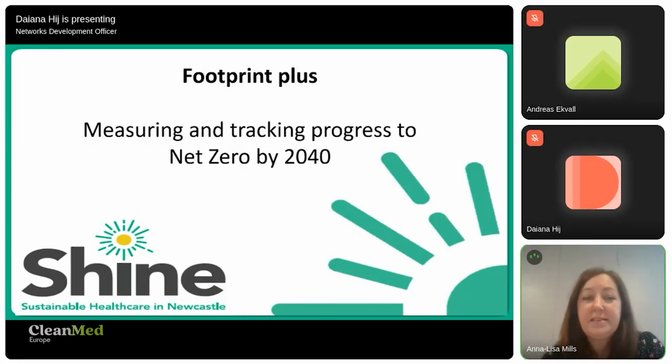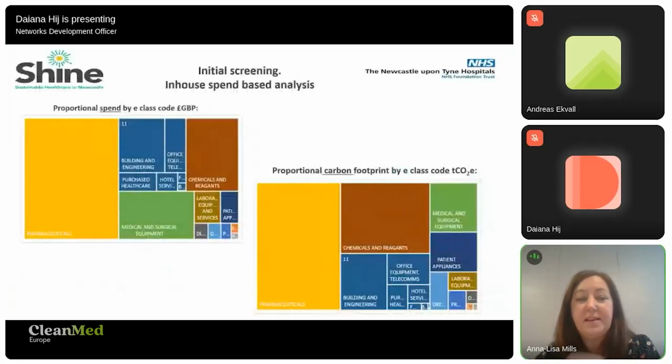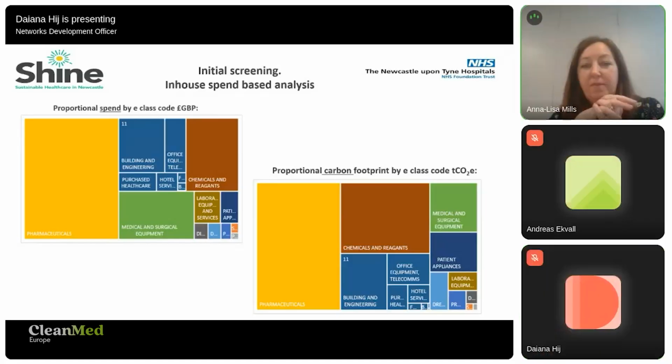So the next slide shows how we started the process, and Andreas mentioned spend-based methods. So initially in 2019, we took how much we spent, which is the chart on the left-hand side, and we divided it into E-class codes by money spent. And you can see most of our money goes on pharmaceuticals, medical equipment, as well as building and engineering and so on. We then applied the nominal carbon factor for each of those E-class codes to get tons of carbon equivalent, which is the chart on the right.